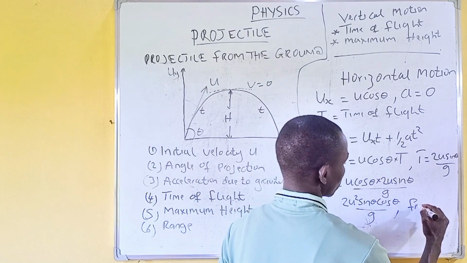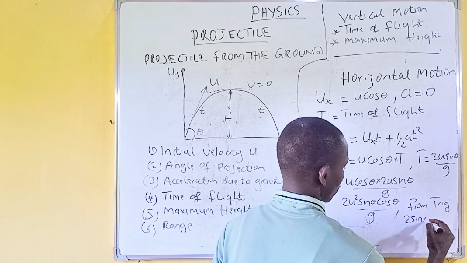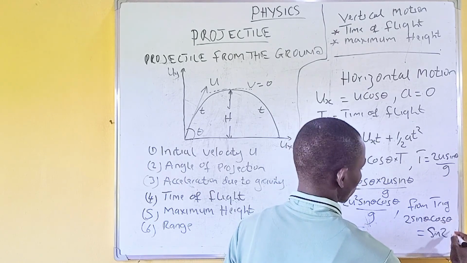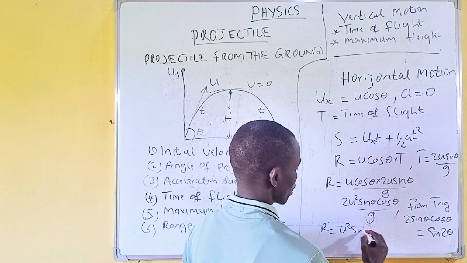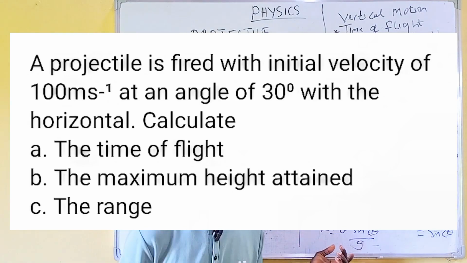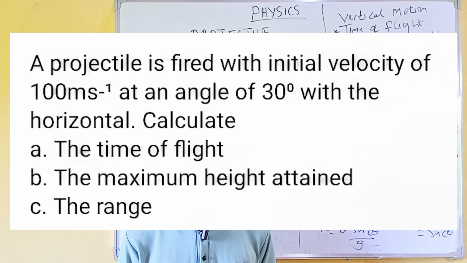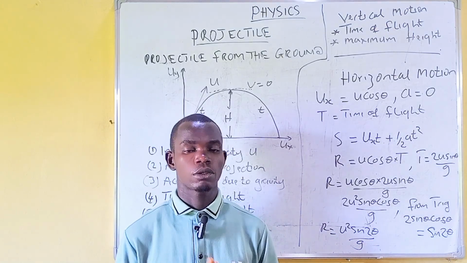From trigonometry, 2 sine theta cos theta is equal to sine 2 theta. So our range will now be u squared sine 2 theta over g. This is our formula for range. So when solving any question, we consider the vertical component for time of flight and the maximum height, while for range, we only consider the horizontal component.